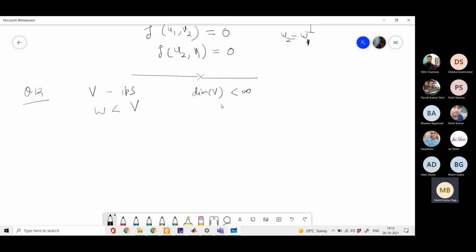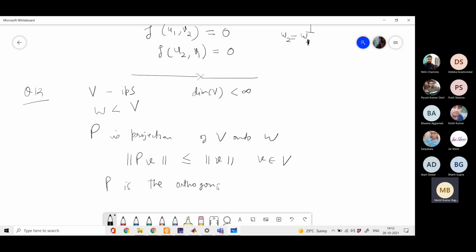So P is a projection. What is it? P is a projection of V onto W, such that the norm of P of v is less than or equal to the norm of v for every vector v in V. Then you have to show P is the orthogonal projection. So what do you mean by an orthogonal projection? Or at least tell me what you mean by a projection?